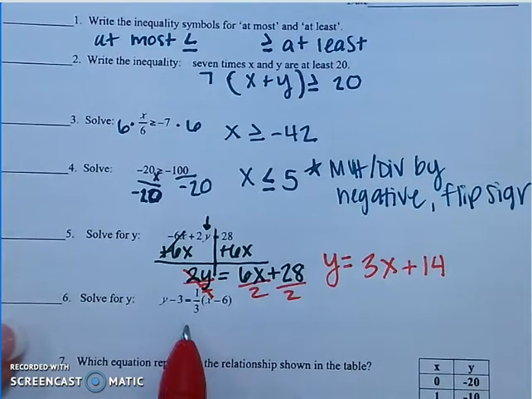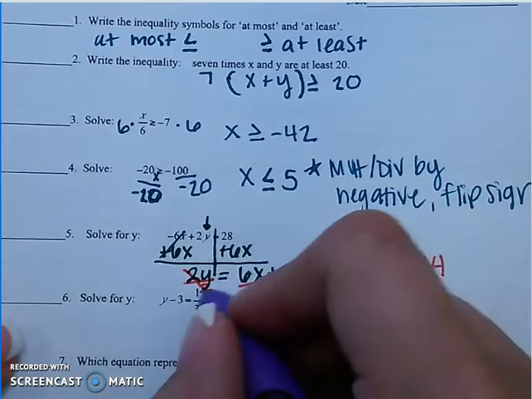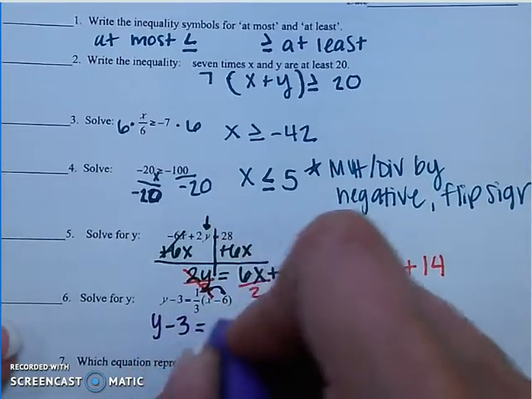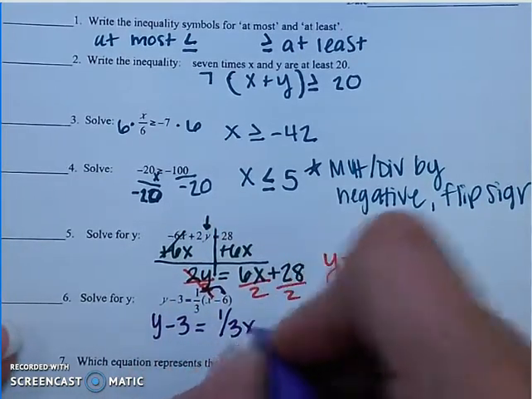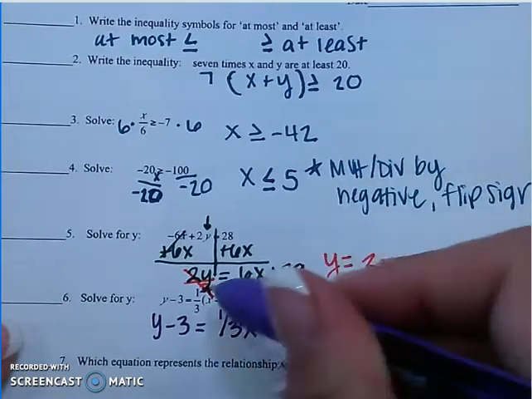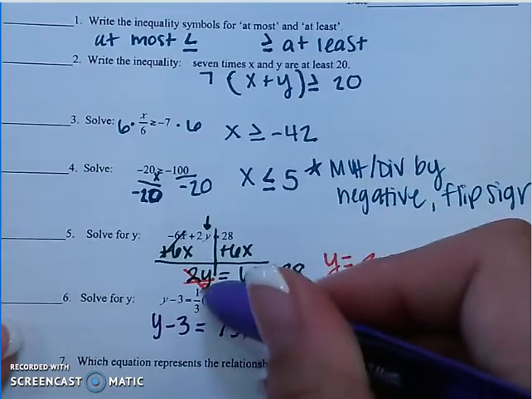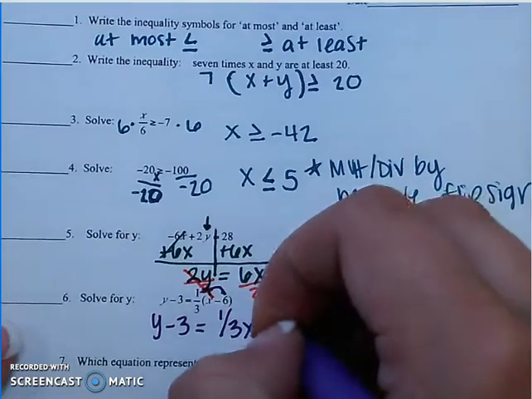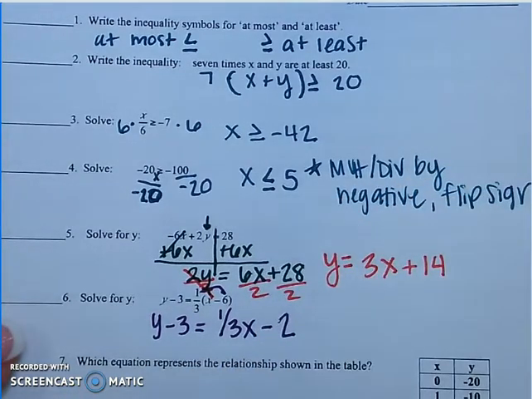We got a similar situation here in number 6, except we're going to have to distribute first. This 1/3, so y minus 3 doesn't change. It's equal to 1/3 x minus, and then 1/3 times 6. 1 times 6 is 6. 6 divided by 3 is 2. So 1/3 of 6 is 2.